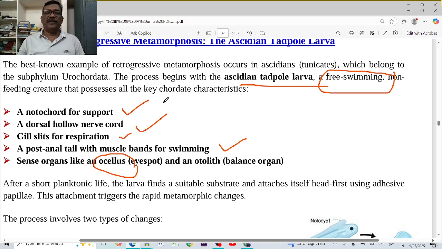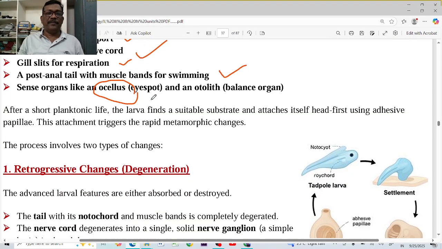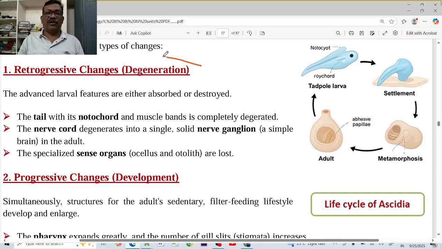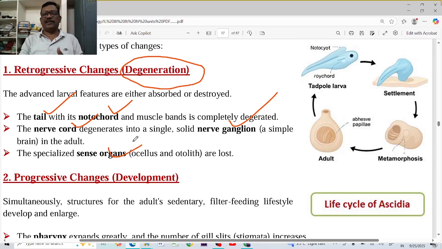These are very developed characters present in them, but during metamorphosis, all these characters are degraded or degenerated. It loses the tail, the notochord, the nerve cord, everything. It loses sense organs also. Only the gill slits are retained internally in the body. All the other organs are degenerated in the body. By degenerating all the characters, the larva develops as an adult organism.